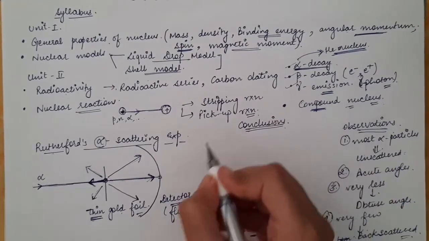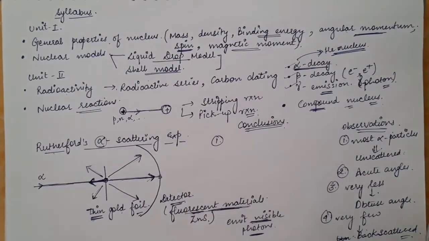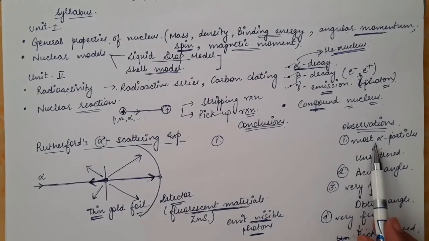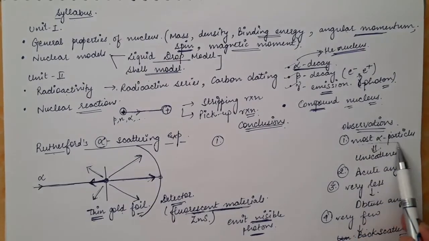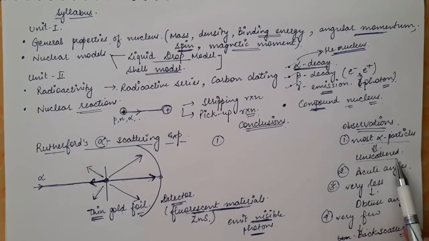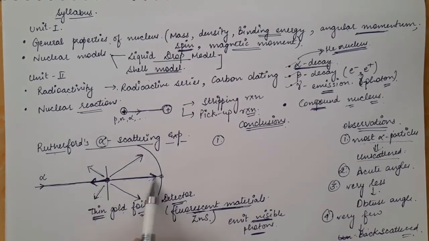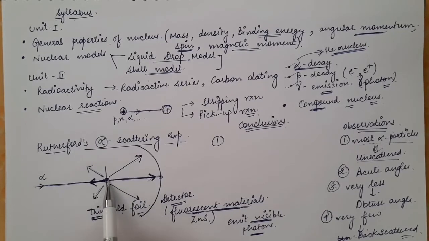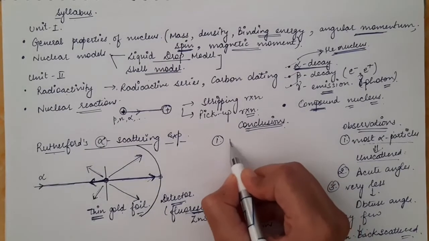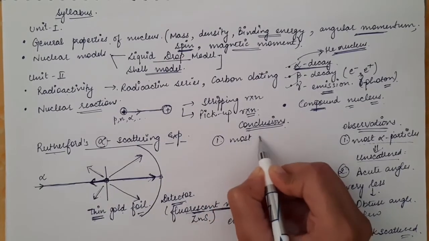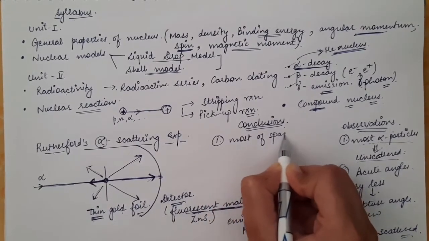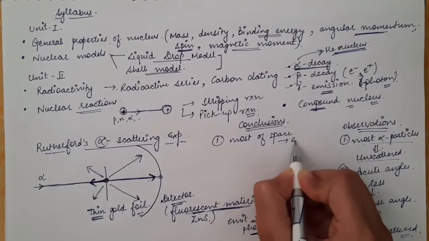So what was the first conclusion? Since from the observation we see that most of the alpha particles were undeviated, which means that they were not scattered, it means that most of the space inside the atom is empty.